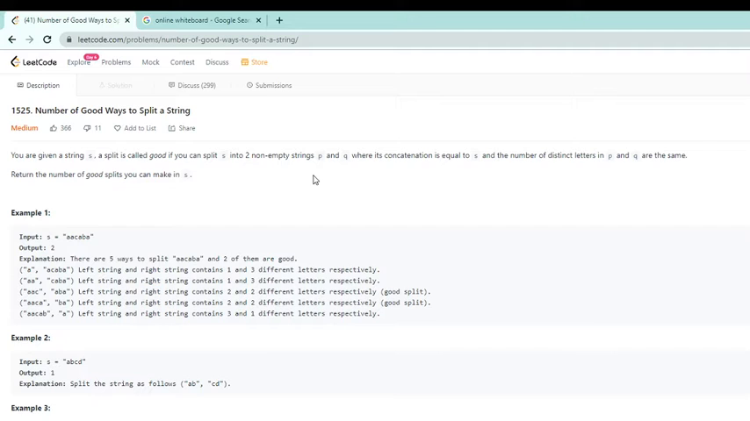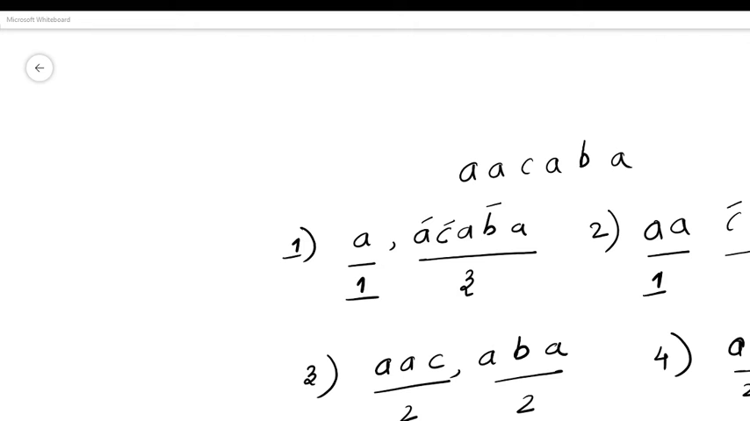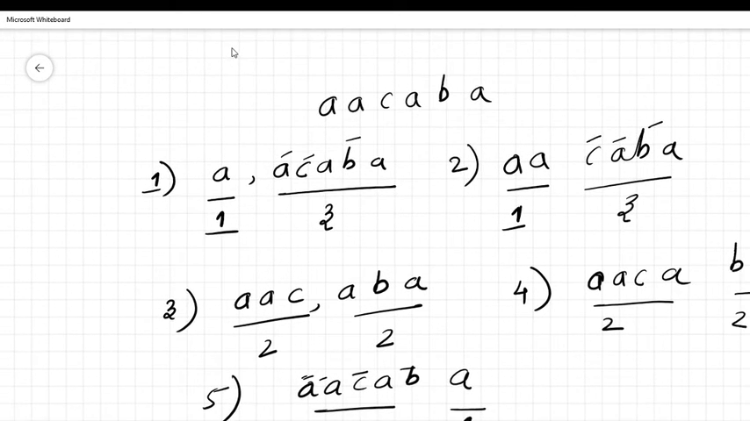the two strings in which we split the main string. So in those two strings, the number of unique characters should be equal, right? So let's jump right into the test case given in the question. So here is the first test case.